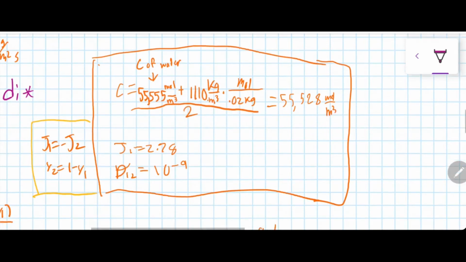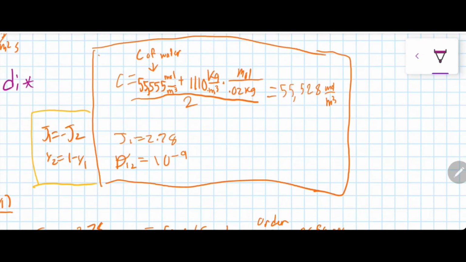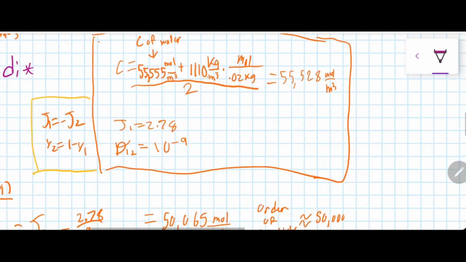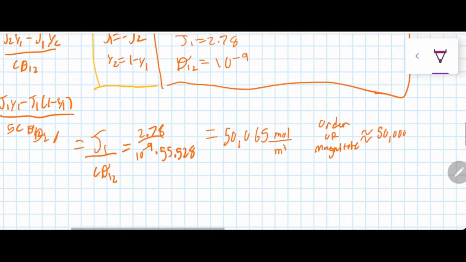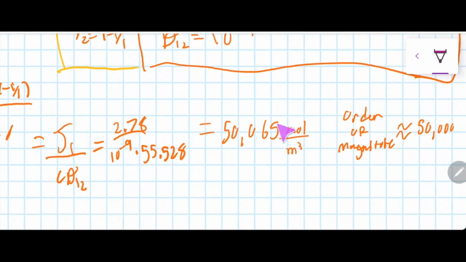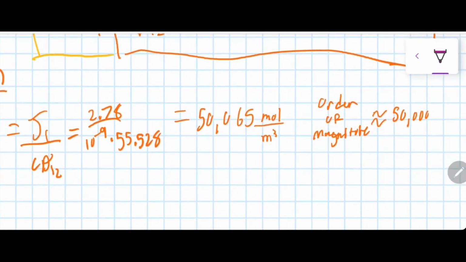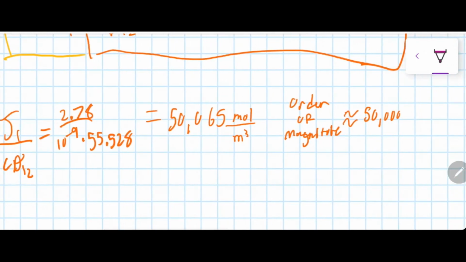to get 55,528. We can plug those all in and get the overall driving force to equal 50,065 moles per meter squared. And therefore, we can round out that the order of magnitude is equal to 50,000 here.